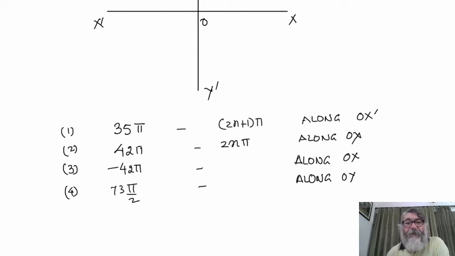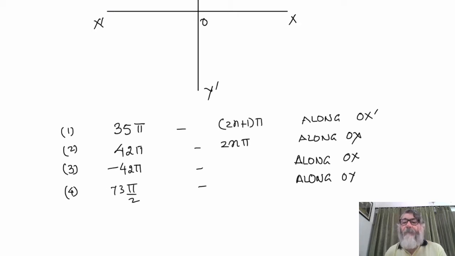Minus 42 pi is again an even multiple of pi, but a negative sign is there. We told you whether negative or positive, it does not matter when we are talking of the horizontal line. Always, the even multiples will fall along OX and odd multiples will fall along OX dash. Sign will not matter. Then 73 pi by 2 is an odd multiple of pi by 2.